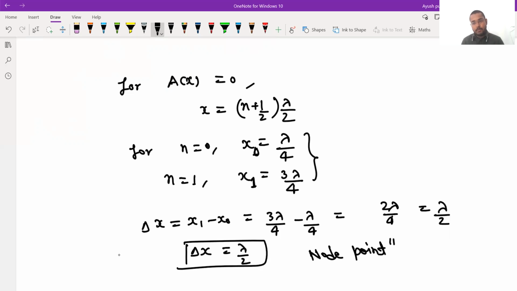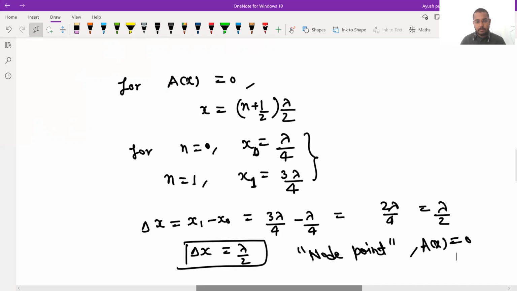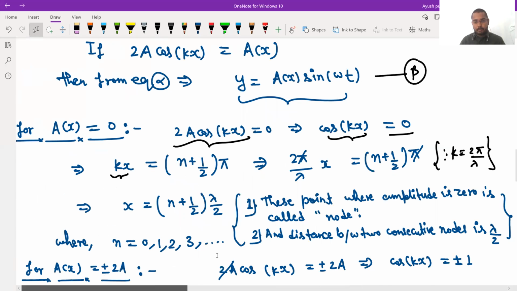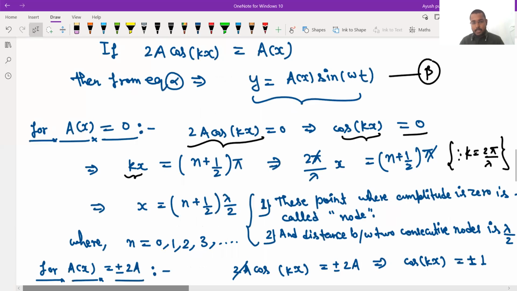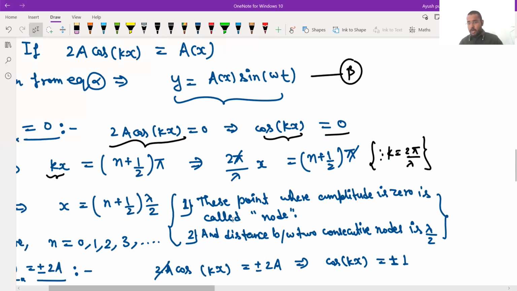And what is the condition for a node point? The amplitude should be 0. A(x) should be 0 for a node point. Okay. Now let's get back to the original slide. See, this is what I have written here: these points where the amplitude is 0 are called nodes.